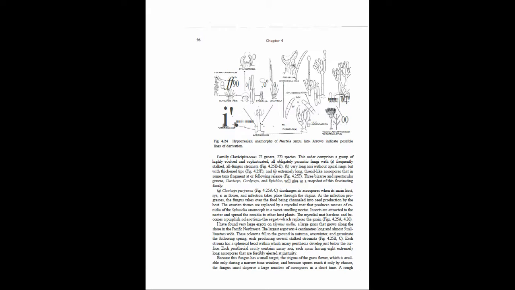Fig 4.24. Hypocreales, anamorphs of Nectria sensu lato. Arrows indicate possible lines of derivation.